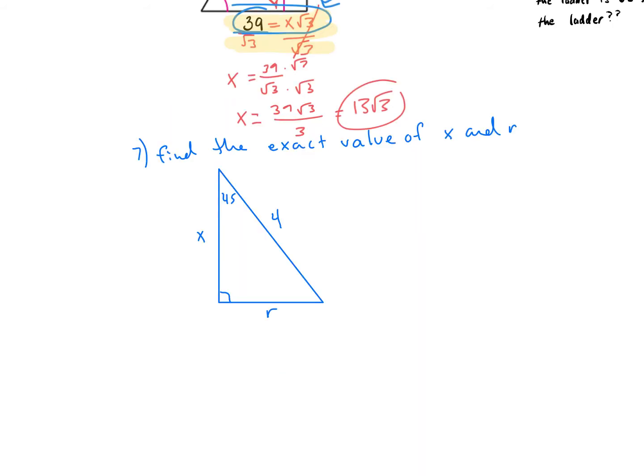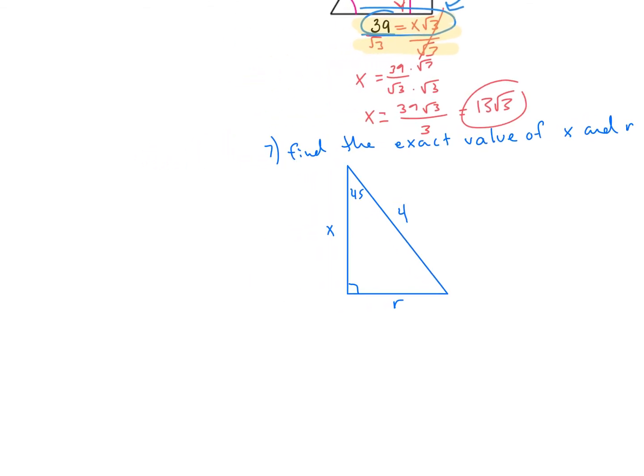All right, so 7 gives us our hypotenuse here, and we have a 45, 45, 90 triangle. So in our basic 45, 45, 90, our legs are x, and our hypotenuse is x square root 2. So our hypotenuse here is x square root 2. So how do I find what just x is? Divide by square root 2. So x is equal to 4 divided by square root 2.